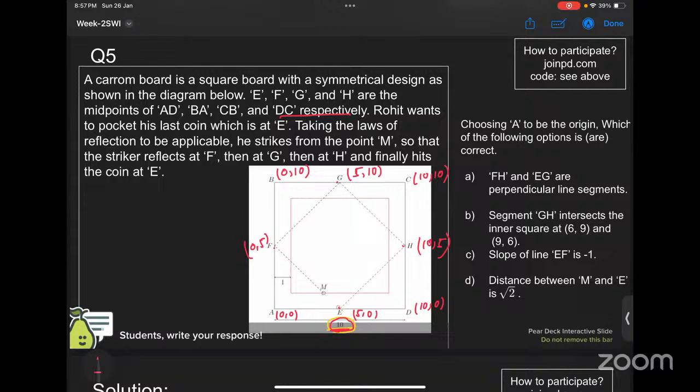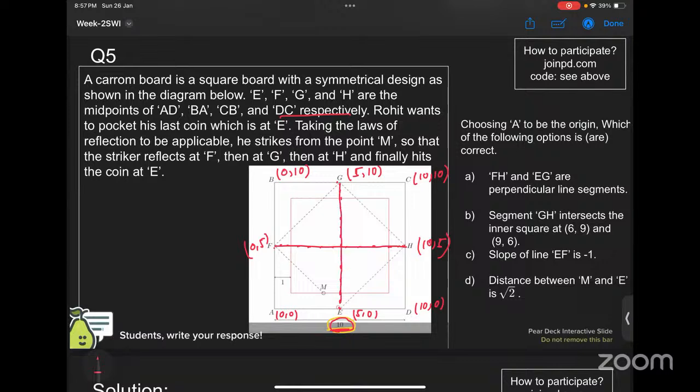So let us now check the first option. FH and EG are perpendicular line segments. So FH means this line, and EG means this line. From the picture, it is clear that these two lines will be perpendicular, but how can we prove it?